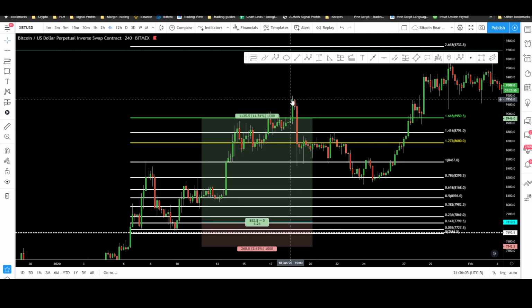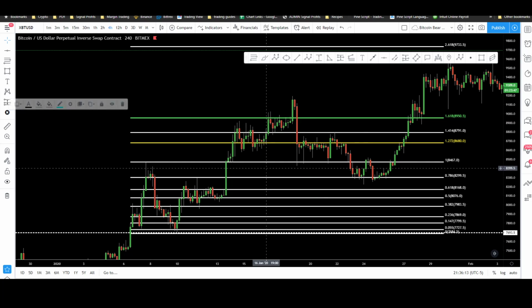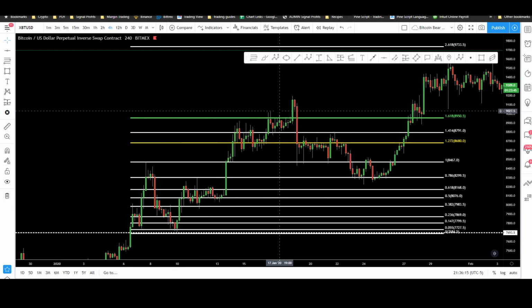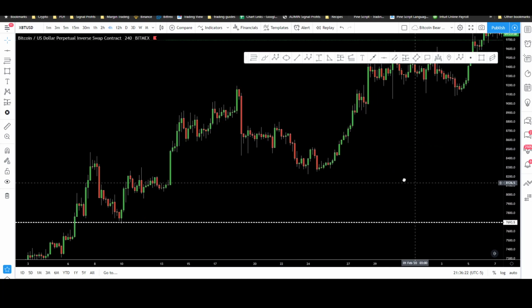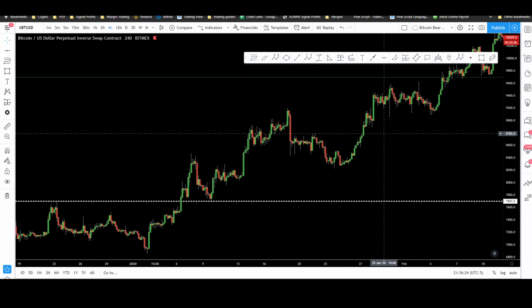Now we got a fake breakout beyond the 1.618 and then we dumped immediately. So there's nothing wrong with taking profits out of the market. Now, if you were leverage trading, that'd be different. If you're spot trading, the same concept applies, right? You buy Bitcoin, you sell Bitcoin higher, and then you buy it back lower. Sometimes you don't get that lower call.